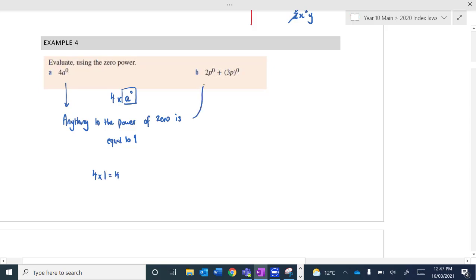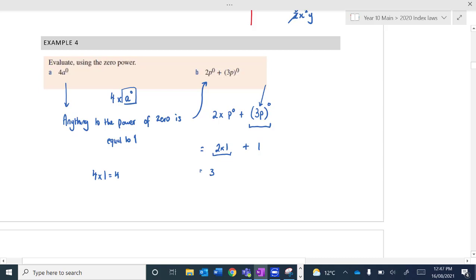If we apply it with this one over here, that's 2 times p to the power of 0. Plus, look, I've got all of this inside a bracket. I've got 3p to the power of 0. Anything to the power of 0 is 1. So because that's in the bracket, that there is equal to 1. And then we've got over here 2 times 1. Now, if I go from left to right and multiply, 2 times 1 is 2, plus 1 is 3.